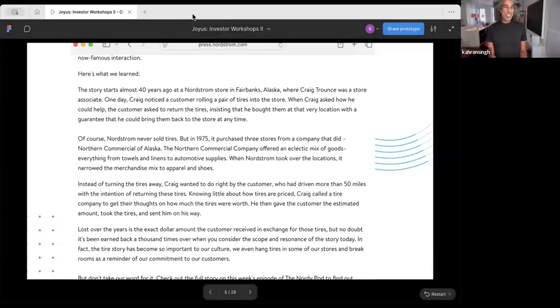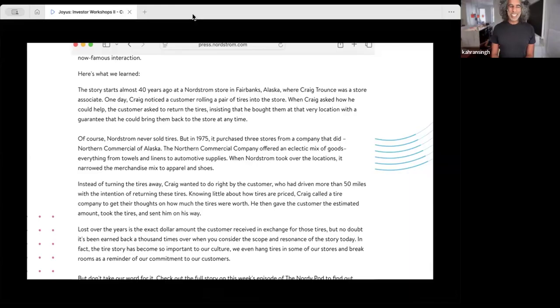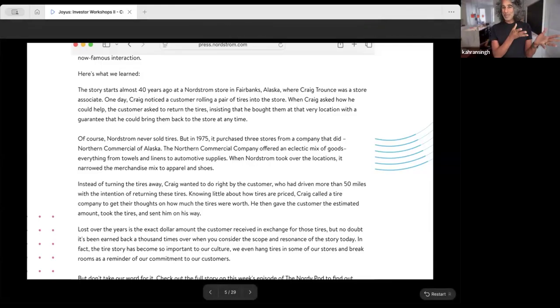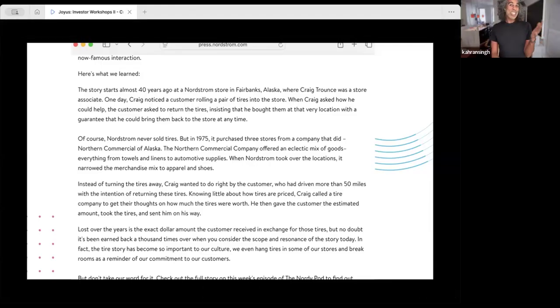And Nordstrom is well aware of this. Earlier this year, or maybe it was last year, they put out this press release, which I have up in front of you guys right now, which is the story of someone returning a tire. This is a story you hear about growing up in Seattle, right? It's so much a story of this company, of this brand, that it actually gets talked about outside of the company. Because it's a crazy story, right? This dude returned a tire.